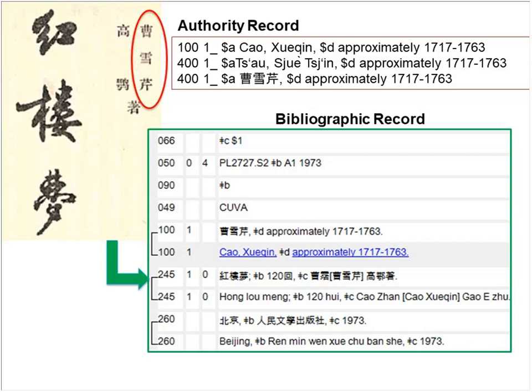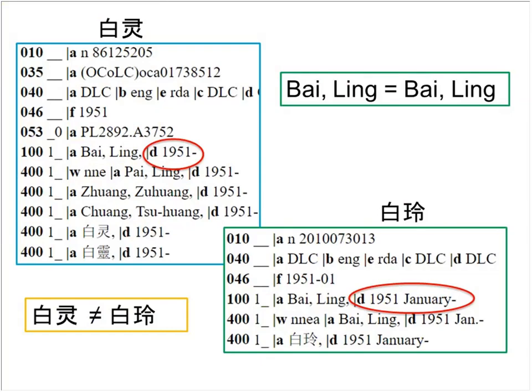So on the next slide, I'd like to show some of the issues we're dealing with for native authors when we use the romanized form as the name access points. On this slide, if you can see, there are two different authors that have the same last name, but the first name, which is the second character, is different when written in Chinese characters.